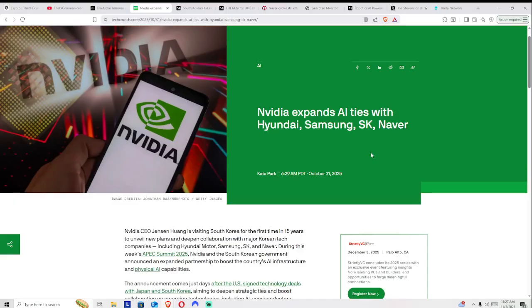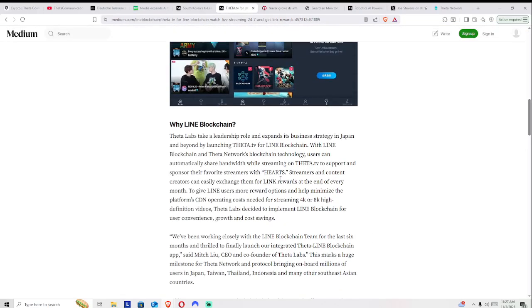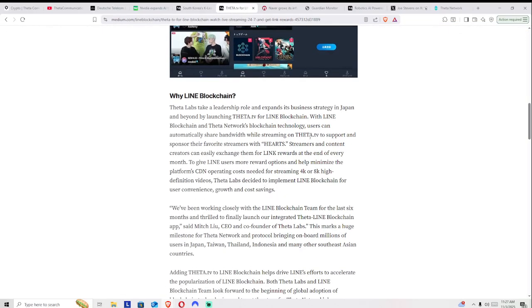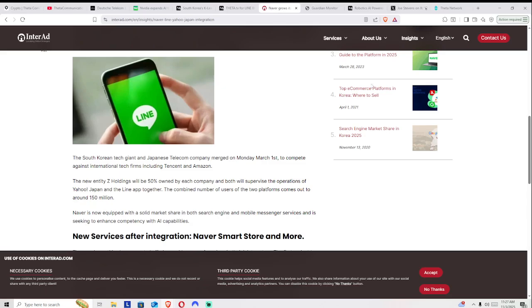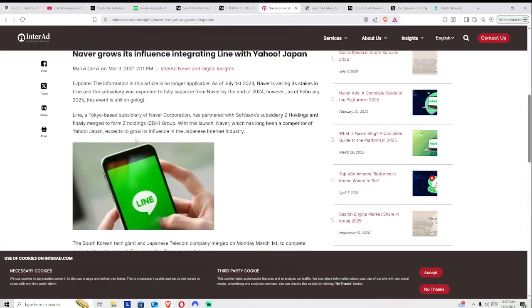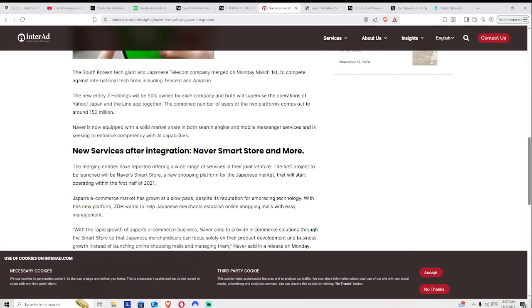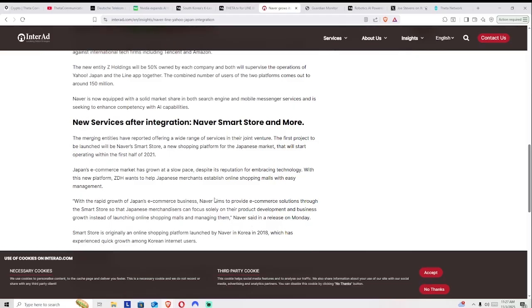We had an old partnership with Line. I don't know if many of you remember this, but Line Blockchain, which is a sub of Naver, is a tie-in also to Yahoo Japan, and really exciting going forward, especially as Yahoo Japan and Line have collaborated into one. So there's a lot of consolidation happening.